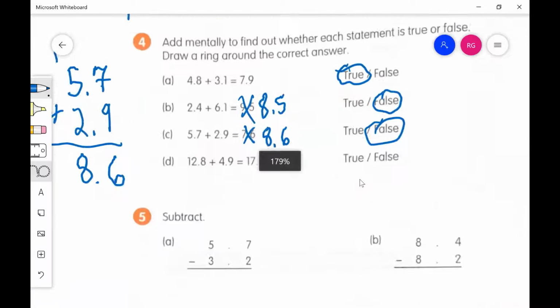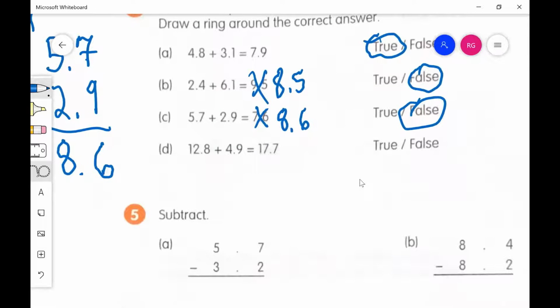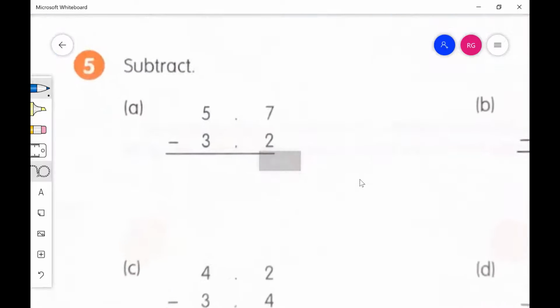All right, for the next one, D, it says 12.8 plus 4.9 equals 17.7. Okay, that's 12 plus 4 is 16, and 0.8 plus 0.9 is 1.7. So I can see quickly there that that is true. All right, for number 5, they've asked us to subtract. So let's go ahead and do so. The same rules apply as normal subtraction, just we need to be careful about that decimal point, bringing it straight down and keeping it lined up when we're writing these out. And that should equal 2.5 there.